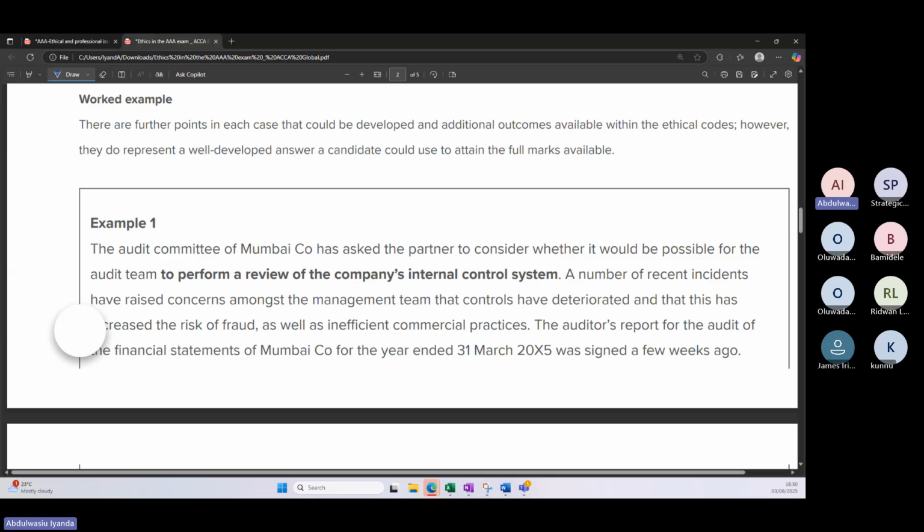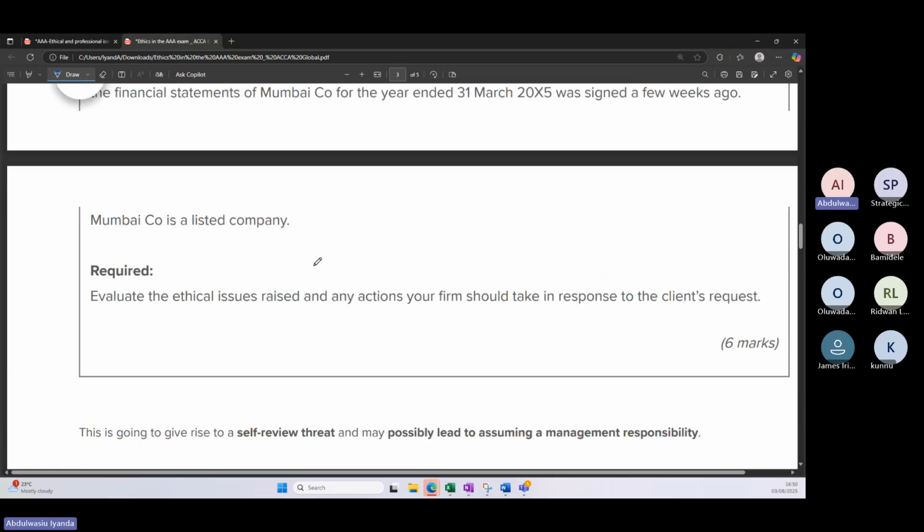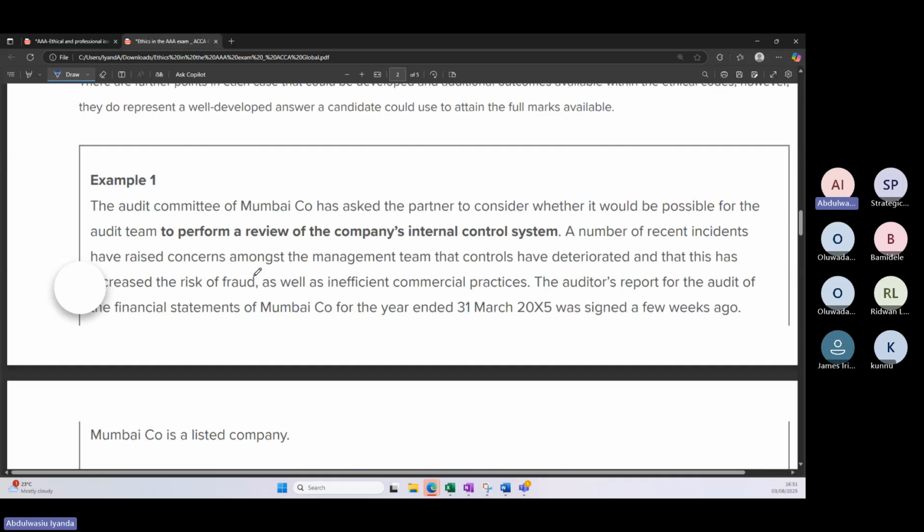So let's walk through this example now, and then I still have some practice questions that have been sent as well. Let's say that the audit committee of Mumbai High Court. And what's the problem first? You need to first see what the requirement is. Evaluate the ethical issue raised, and any action your firm should take in respect of the client request. Let's say 6 marks.